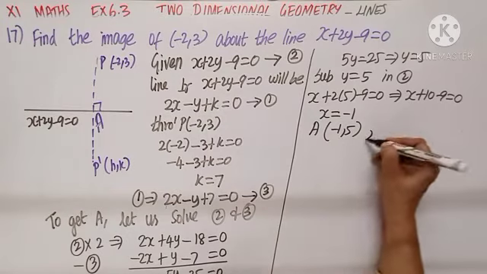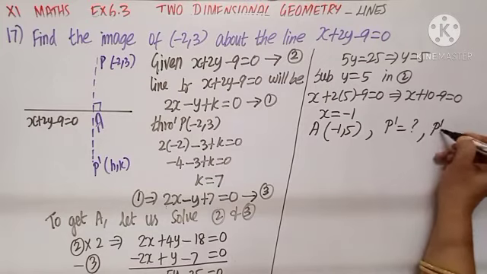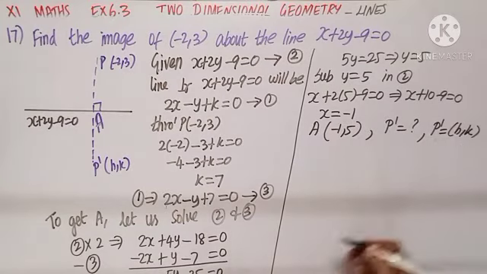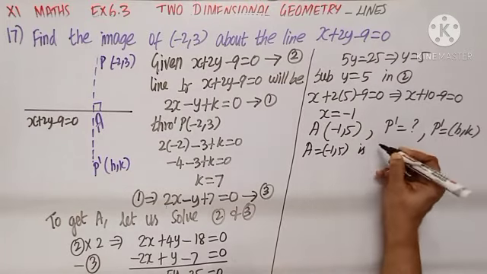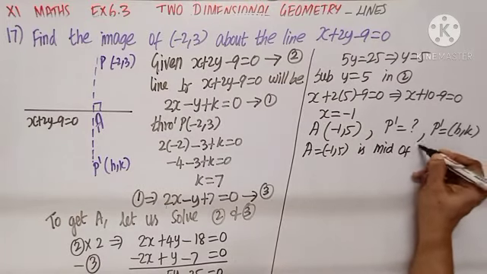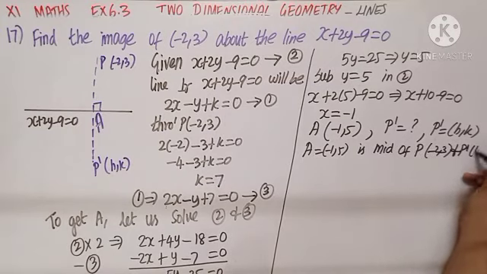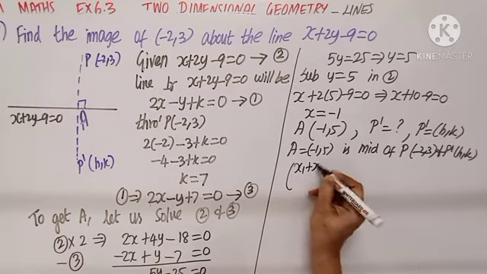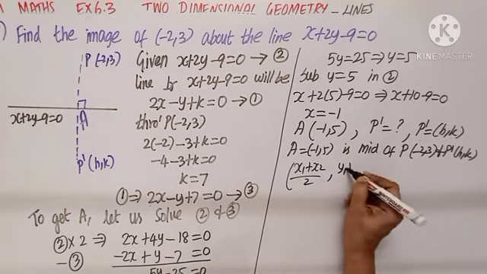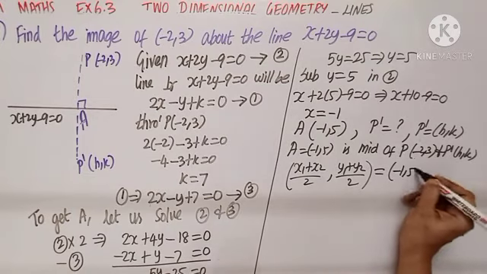Now we need to find what is P dash. Let us take P dash equal to h, k. A, minus 1, 5, is the midpoint of P, minus 2, 3, and P dash, that is h, k. As I know the midpoint formula, it is x1 plus x2 by 2, comma, y1 plus y2 by 2. That is minus 1, comma 5.